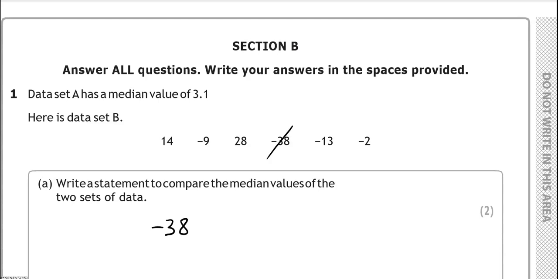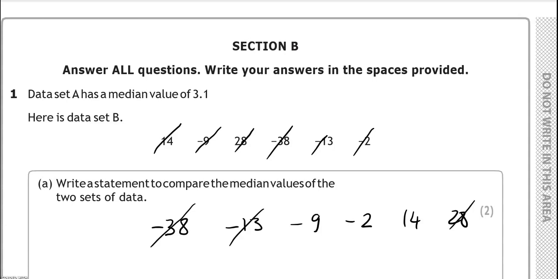Then I'm going to go to -13, then -9, -2, 14, and 28. So crossing them out both sides, we get -9 and -2. So we're going to find the mid value between the two.